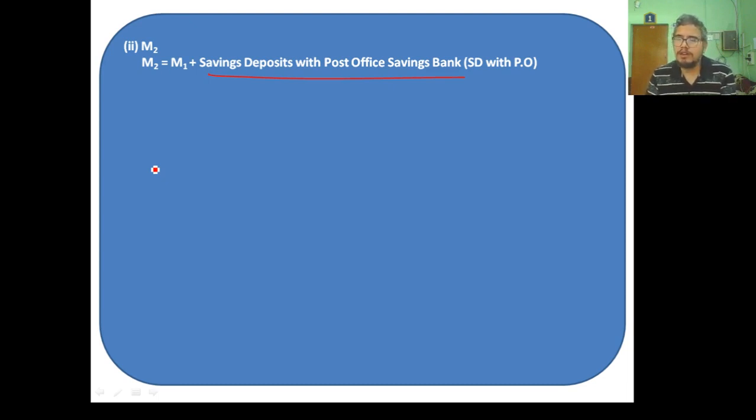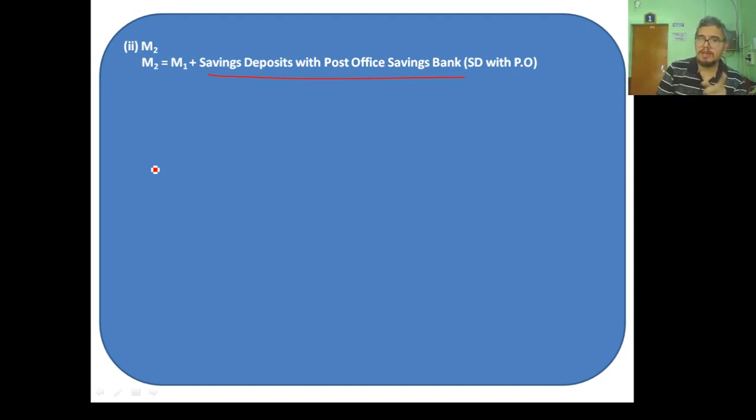It is so because earlier what used to happen was banks could not open their branches everywhere, mostly in the rural areas. So post offices were given the responsibility to keep the savings of the rural people, so that they can also be included in the financial system of the country. Okay, so here what happens is M1 plus savings deposits with post office savings banks.